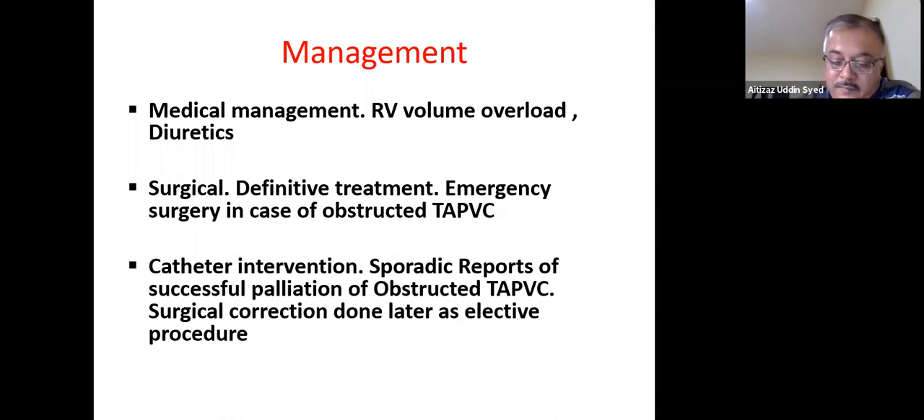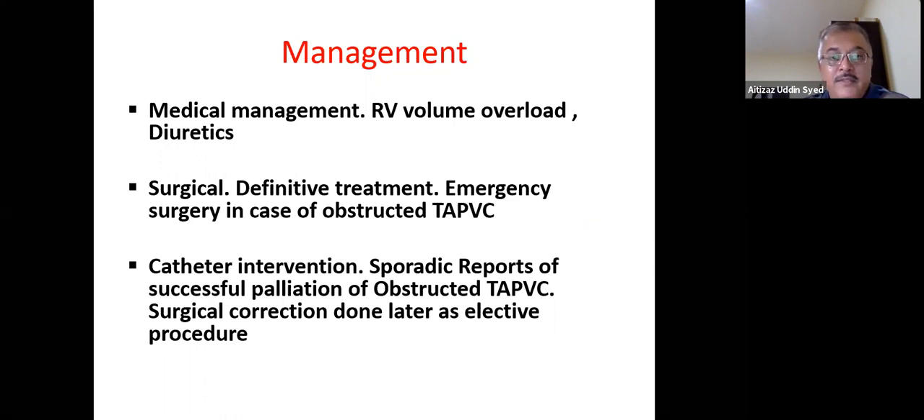Now, when we come to the management of these children, the medical management essentially hinges around diuretics. You treat the right ventricular volume overload with diuretics. I don't know about ACE inhibitors or whatever, but the mainstay is diuretics. But surgery is the definitive treatment. And as I said, I keep on repeating it, emergency surgery in cases of obstructed TAPVC.